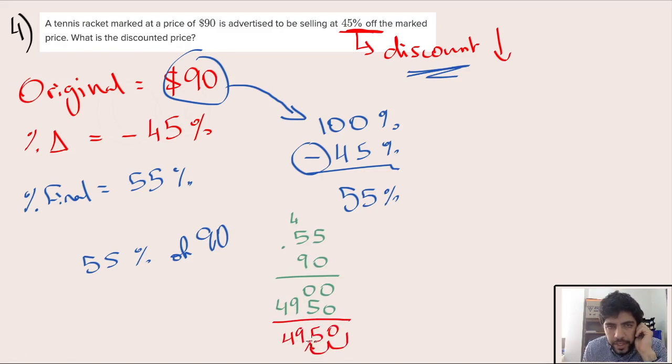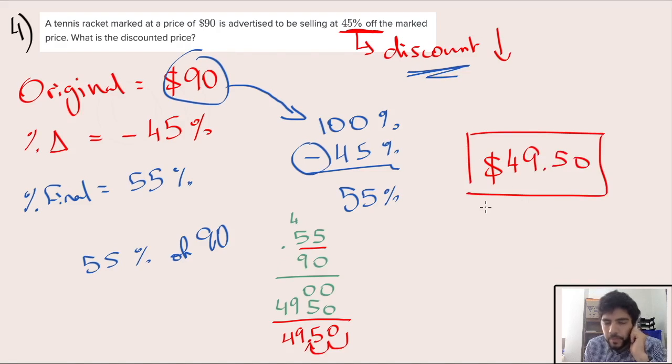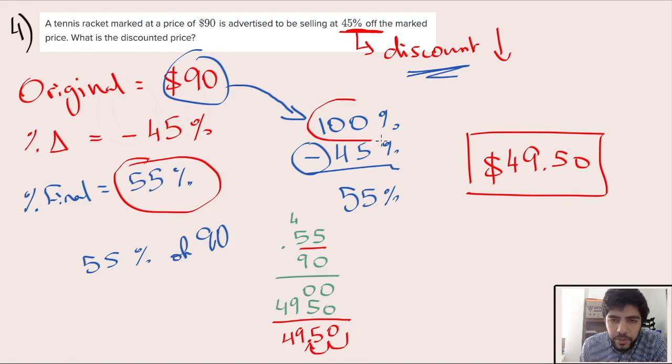So my final answer now would be 49.50 because I have two decimal places here. So final answer right away, $49.50. Again, this is quicker, but you have to calculate your final percentage correctly. If you're taking away, then you subtract the percentage. If you're adding, then you add the percentage. And keep in mind, your original is always 100%. Even though this says $90, in percentage it would be 100 because that's your whole amount, your whole original amount.